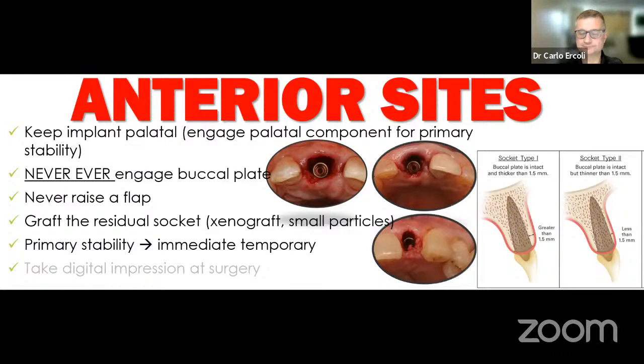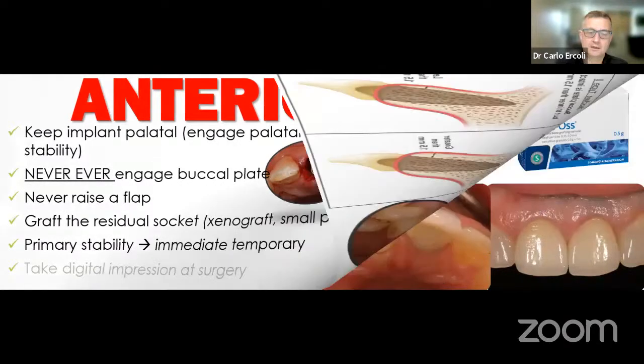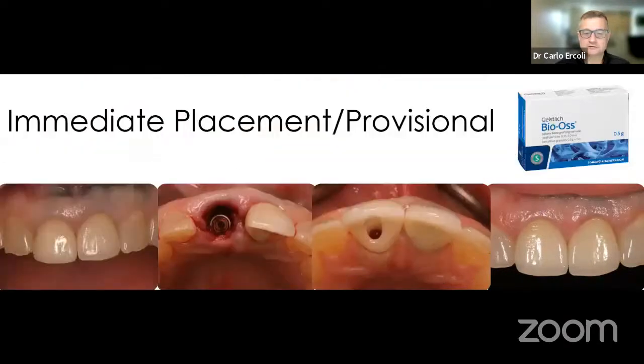And you want to place an immediate temporary crown if you have the primary stability. Or if you do not have the primary stability, you want to create some form of customized healing abutment. So again, let's look at a case. I'm going to look at a bunch of cases, but the implant again is placed towards the palatal side, my apology, of the socket.